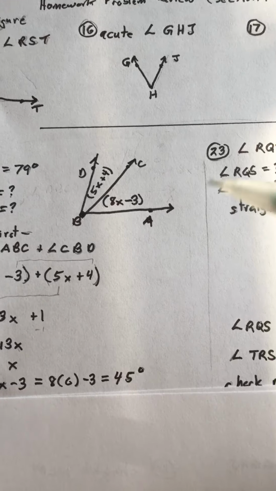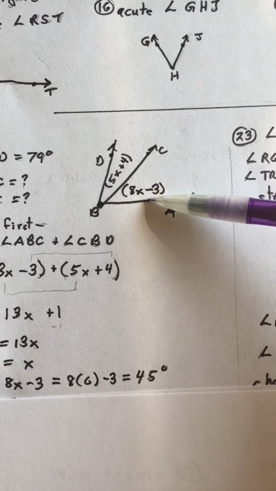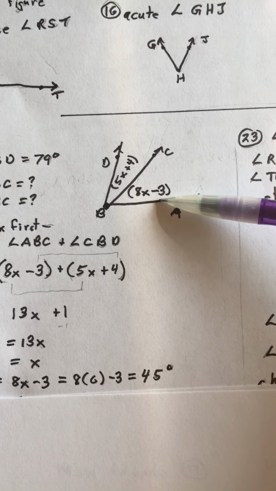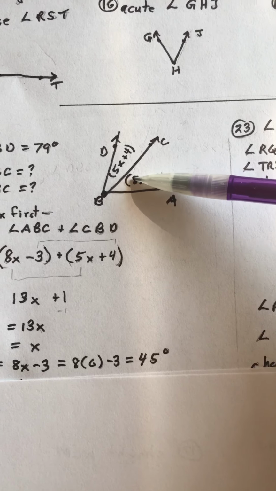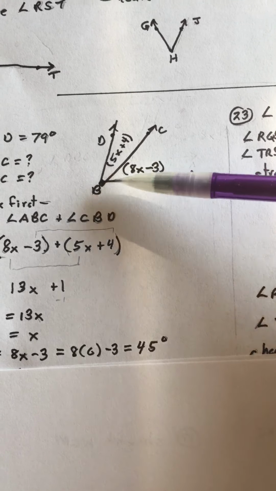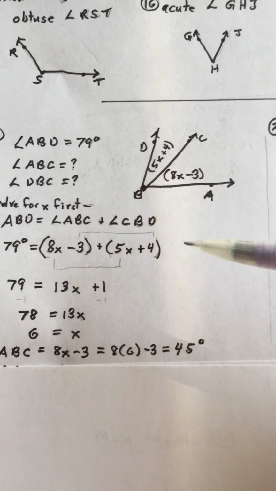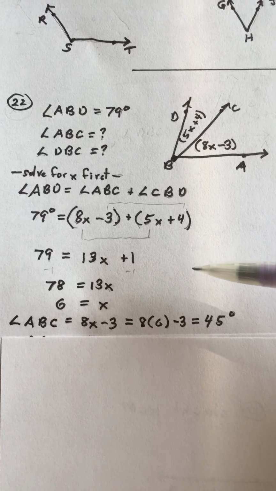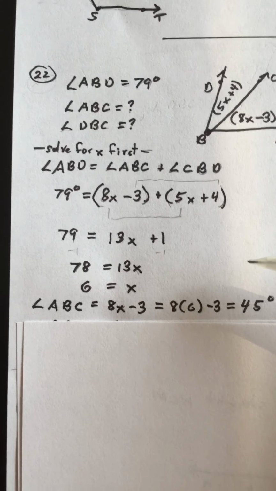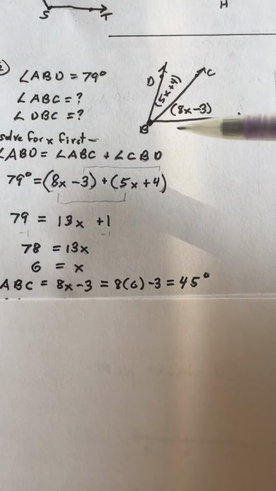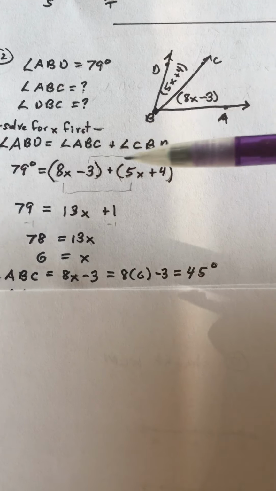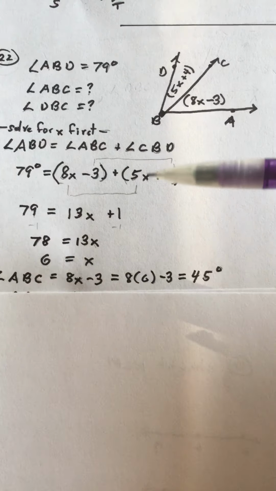And they give you the formulas for the angles. So these are not the lengths of the lines. These are actually formulas for the angles around those vertices B. So the first thing we have to do is solve for x, because if we have x, then we can just plug that into the formula and determine what those angles are.